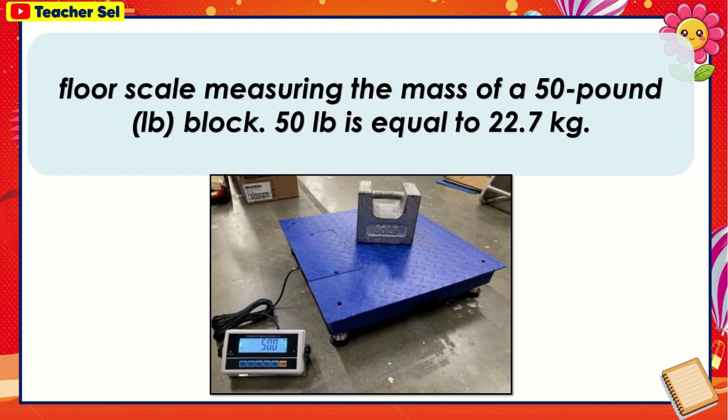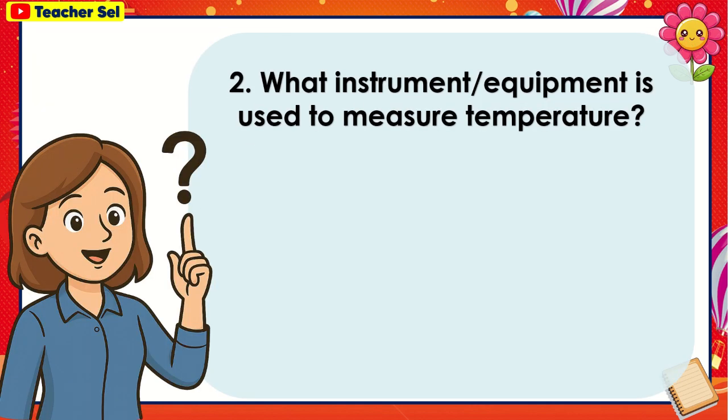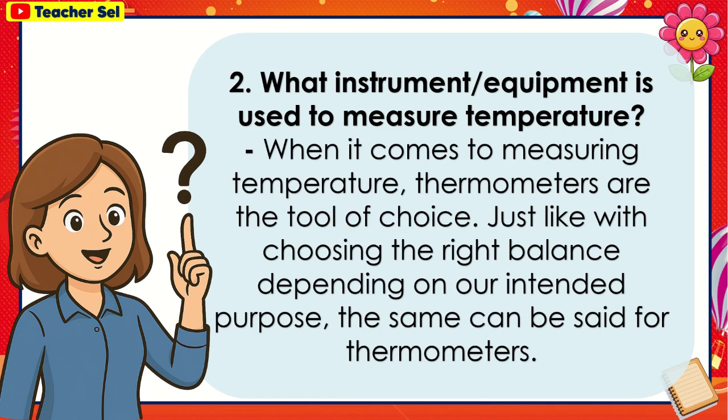Floor scale measuring the mass of a 50-pound block. 50 pounds is equal to 22.7 kilograms. What instrument or equipment is used to measure temperature? When it comes to measuring temperature, thermometers are the tool of choice.